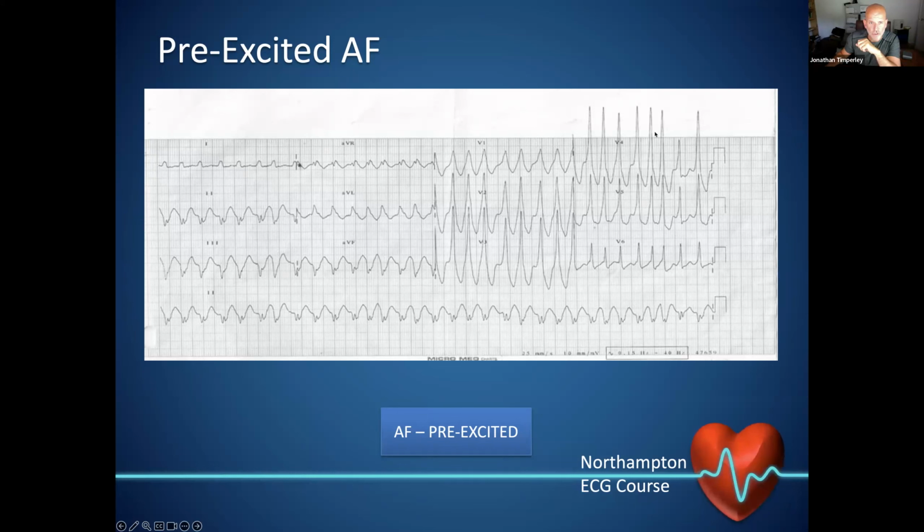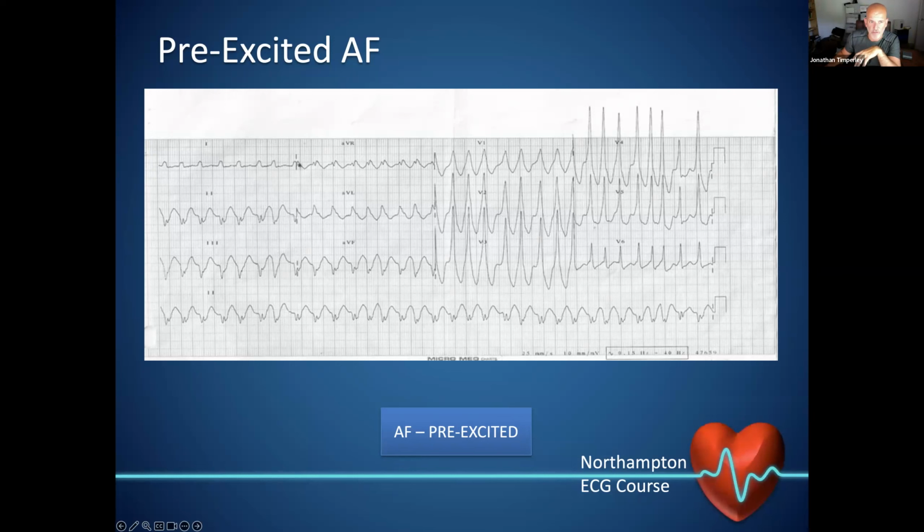And if we look at the shortest R to R interval over here, it gives a rate of at least 300 beats per minute. Now, if someone along these lines is then given some AV nodal blocking drugs so that the electrical supply is no longer allowed to go down the AV node because it's been blocked, it therefore goes down the accessory pathway, and this 300 beats per minute will become persistent, and that leads to ventricular fibrillation and, if left, death.